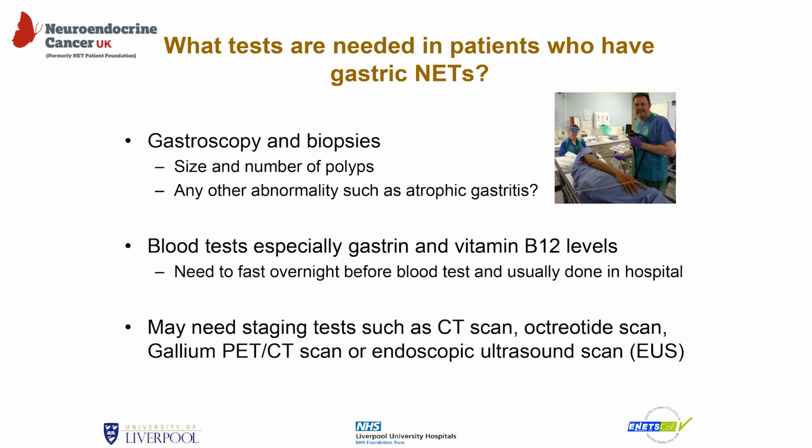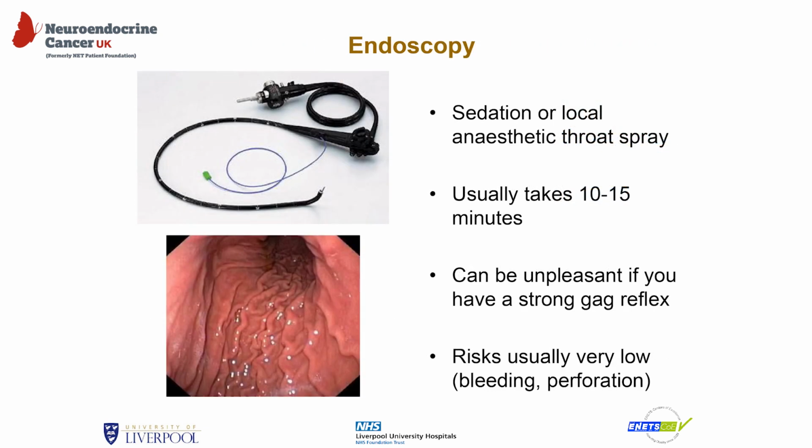This blood test usually needs to be done in hospital too, rather than at a GP surgery, because the blood has to be processed in a special way before it's sent to the lab for analysis. Patients with NETs sometimes also need the usual sorts of staging tests that most NET patients have, things like CT scans, octreotide scans, gallium scans. But sometimes they also need something called an endoscopic ultrasound scan, which is like an endoscopy, but it has a scanner on the end of the camera rather than just a camera itself.